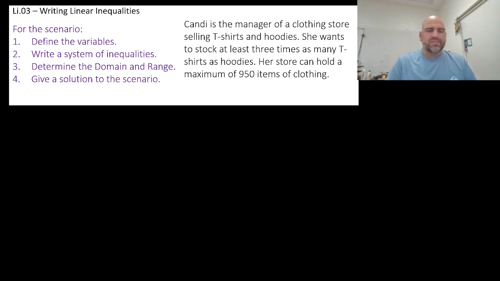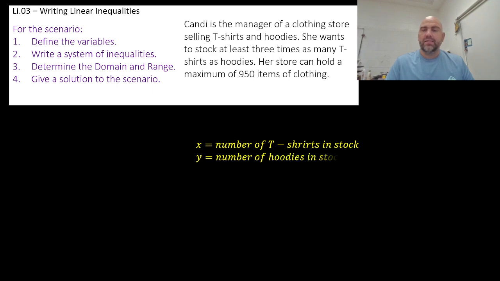Now, step one is always going to be define the variables that you have. What are the two things that are going to be differing or could be variable in this case? Well, firstly, we're going to have number of t-shirts in stock, and secondly, number of hoodies in stock. These are the two things that could be changing and are going to affect what she can have in the store.